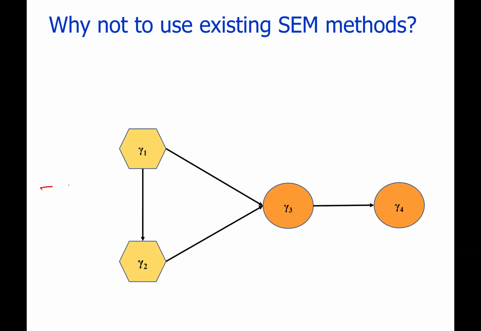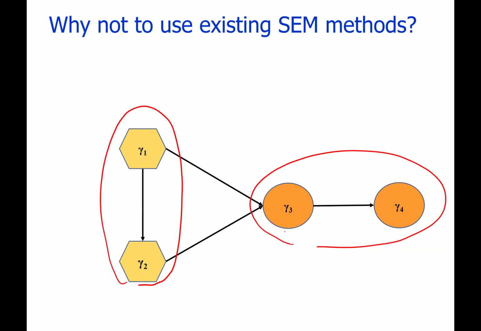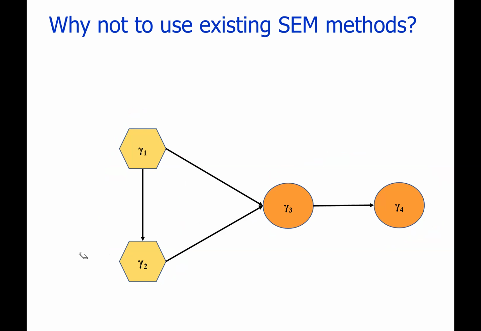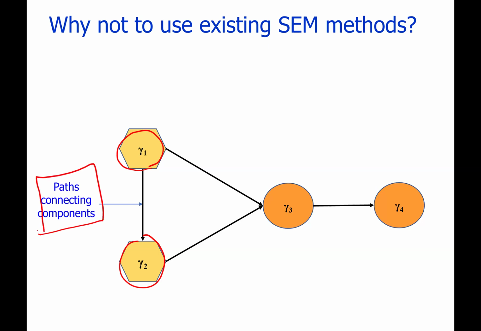So this is one example. Again, here I have only the structural model with 2 components, 2 hexagons, gamma 1 and 2, and 2 factors, 2 circles. And when you have this kind of model with both factors and components, there are actually 3 sets of path coefficients, or arrows in the model. Say this is one set. This set includes all the path coefficients between components only, like between gamma 1 and gamma 2. So these are the so-called component path coefficients.